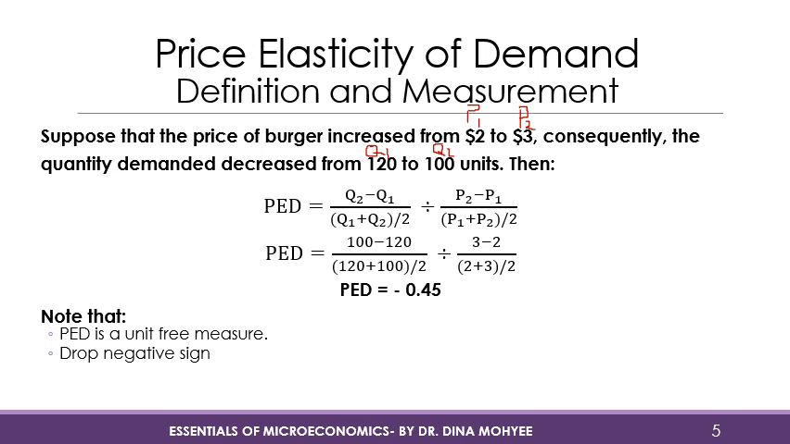The second important note is that the price elasticity of demand will always have a negative sign. This negative sign indicates the negative relationship, or the inverse relationship, between the quantity demanded and the price. As the price increases, the quantity demanded will decrease, and therefore the price elasticity of demand always has a negative sign. Okay, so we drop the negative sign and we do not consider this. We take the absolute value of the price elasticity of demand. Here we say that the price elasticity of demand is just 0.45, not negative 0.45.